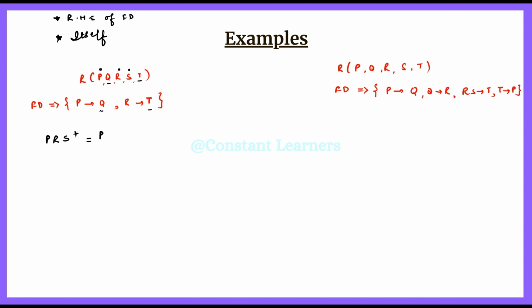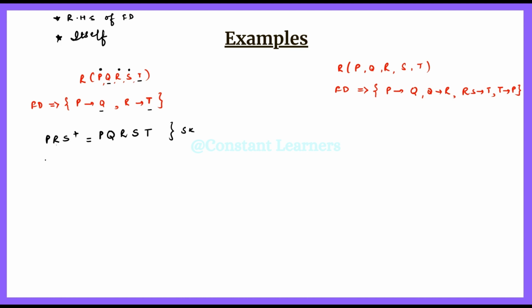And it's given that P determines Q. So we've got P and Q. Then R will be able to determine itself. So we get R here, right? Then S will also be able to determine itself. And it's given that R determines T. So we'll get T also here. So this now becomes our super key.